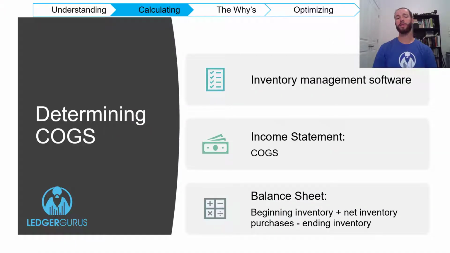So first, let's talk about determining your COGS. There's 3 places that you can look to get your COGS. You can look at your inventory management software. And then since we are e-commerce accountants, we love financial statements. So obviously you should be able to find your COGS for a given time period on your income statement. Or finally, you can look at your balance sheet. You can take your beginning inventory plus your net inventory purchases on the year, and then you subtract away your ending inventory, and this should be roughly about the same as the COGS on your income statement.